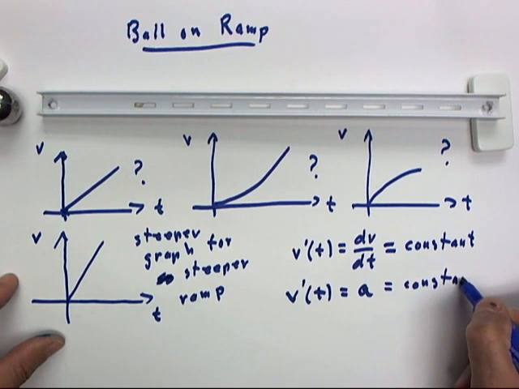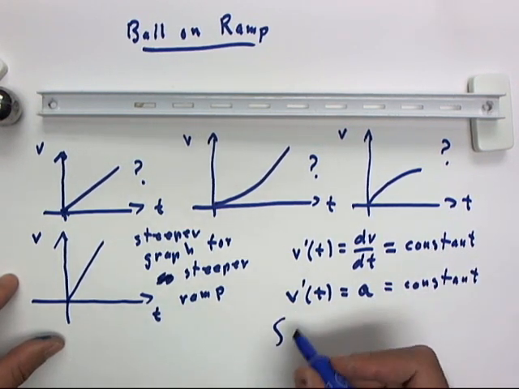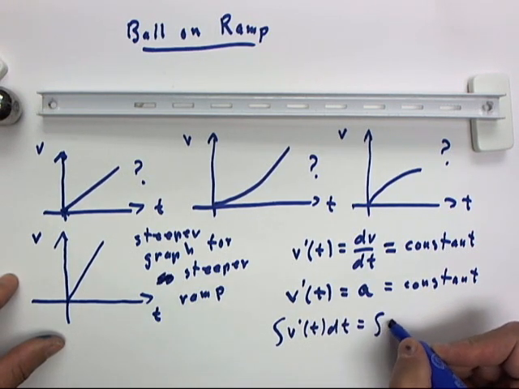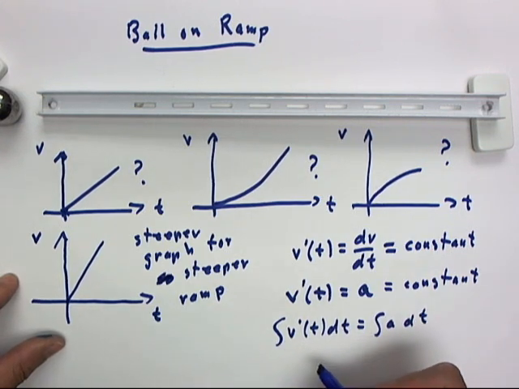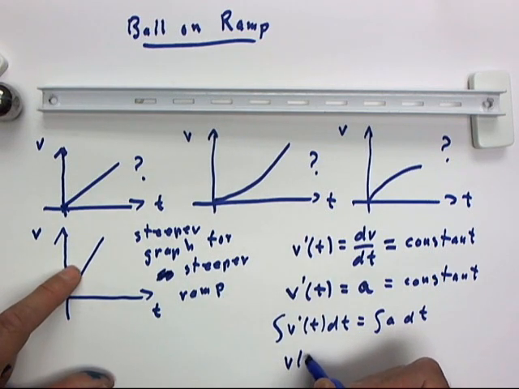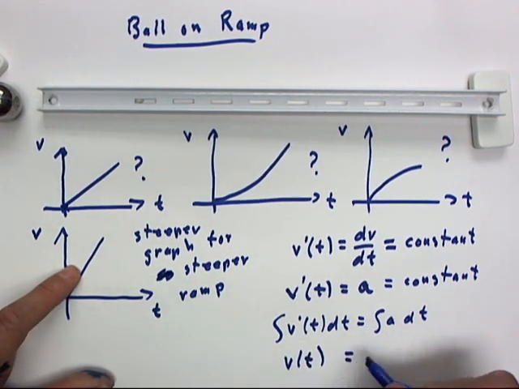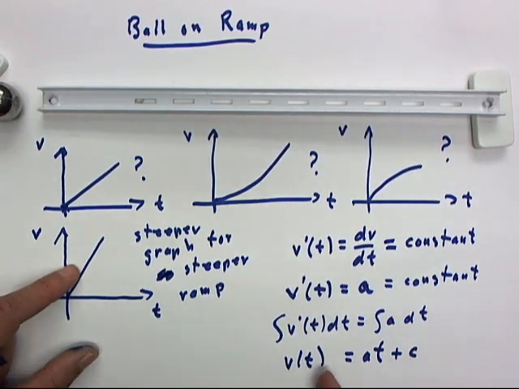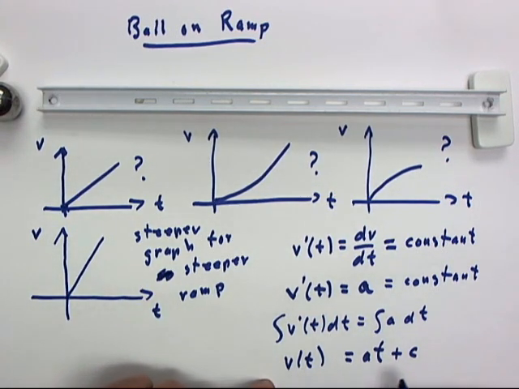assume to be constant, then integrating both sides of the equation with respect to t, our left-hand side is going to yield v of t plus an integration constant. Our right-hand side is going to give us the function a times t plus a constant, and we'll let this constant absorb the constant from this side, and we have a velocity function which is equal to the acceleration multiplied by the clock time plus some constant.